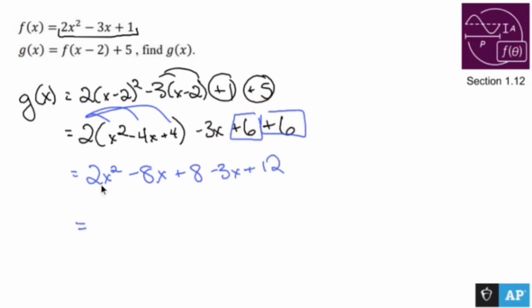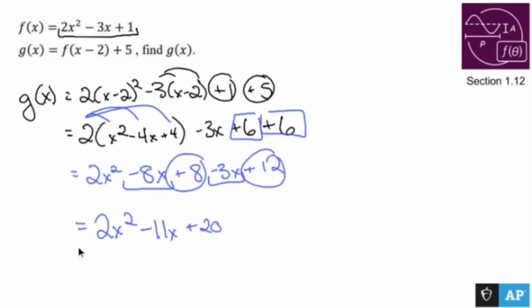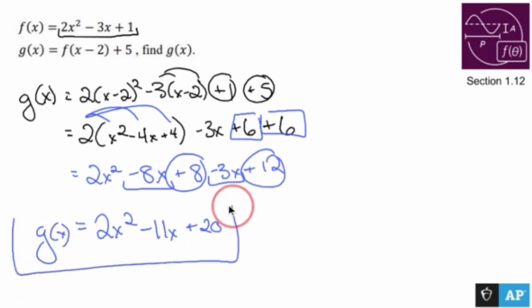And then you are left with 2x squared. Negative 8x and negative 3x make negative 11x. And 8 plus 12 makes 20. So that's what g of x is. Isn't that nice? Sure is. It sure is nice. Answered it for you.